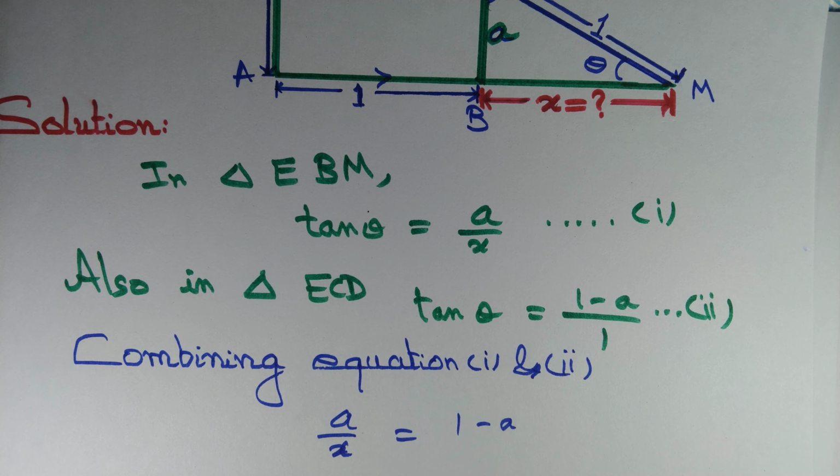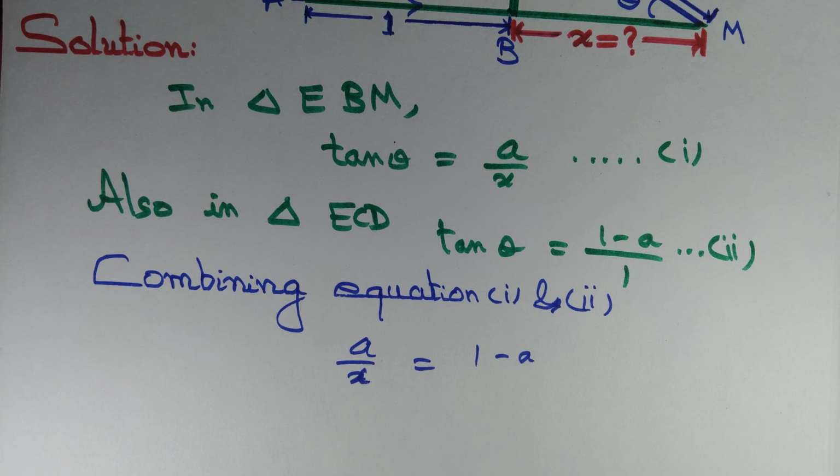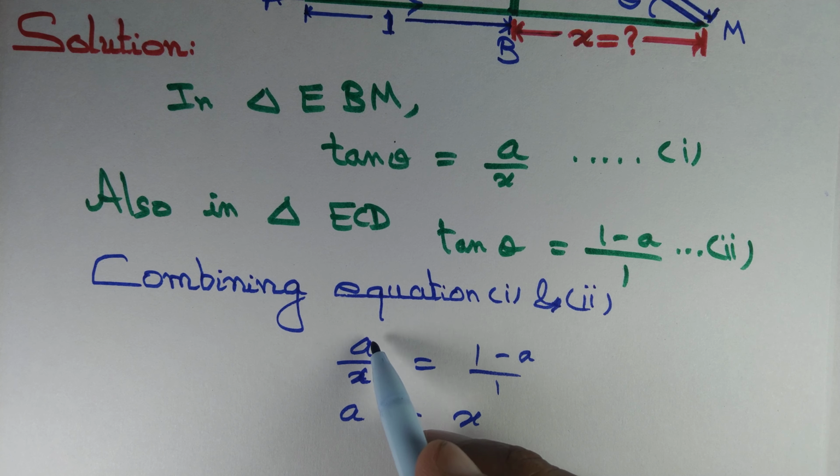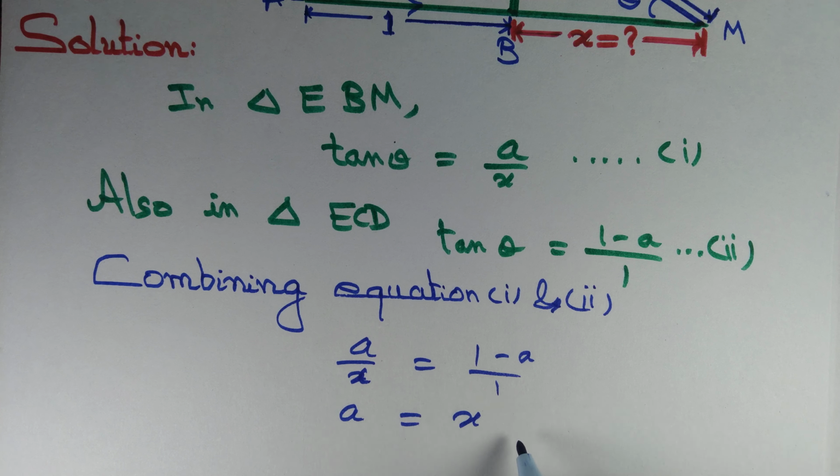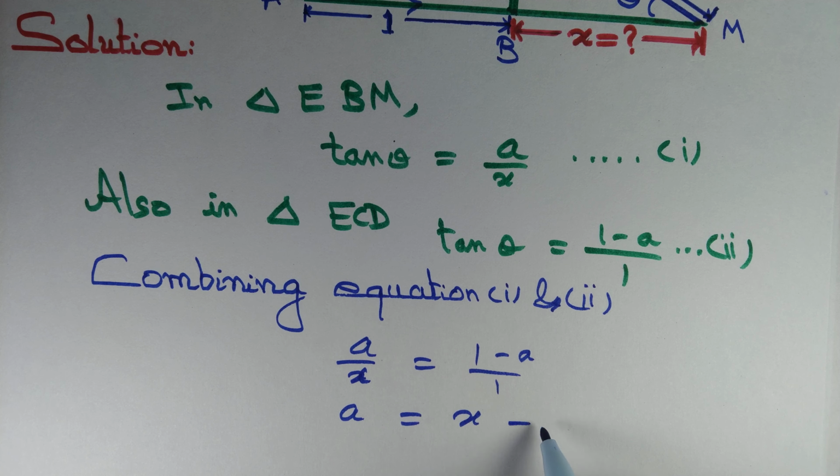So as we said earlier, we want to solve for A. We won't be able to solve for A, but maybe we can express A in terms of X. So we multiply by X throughout, or cross multiply, to obtain 1 into A is A, 1 into X is X, and minus AX. Can we solve for A? Of course not, but we can express A in terms of X.